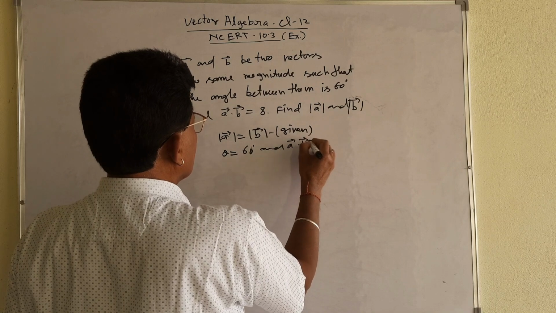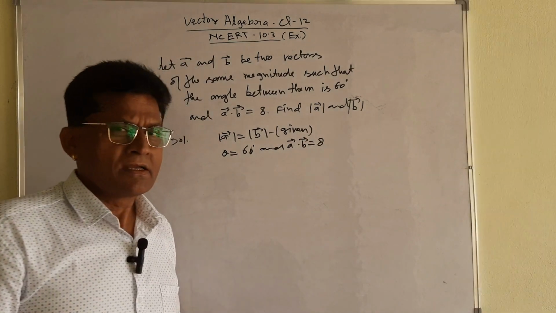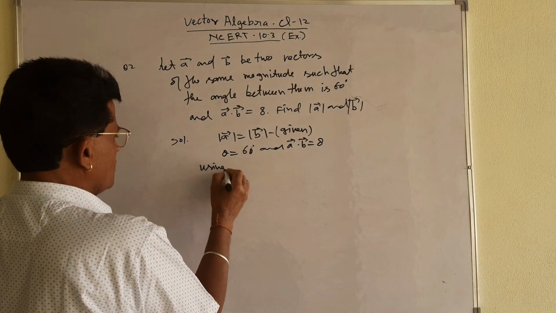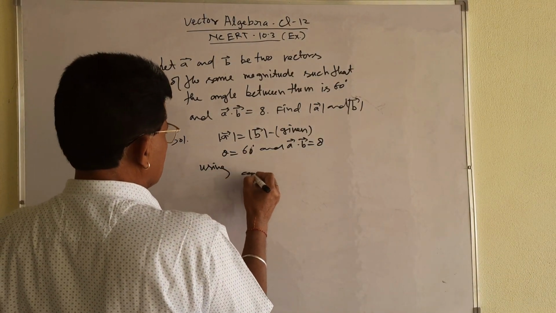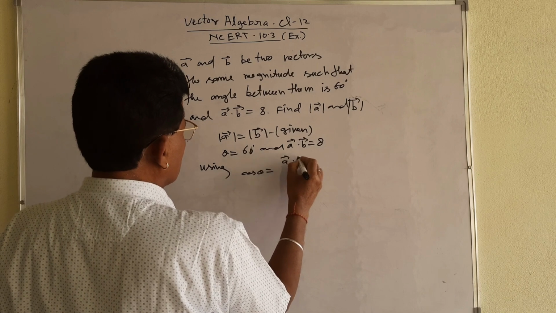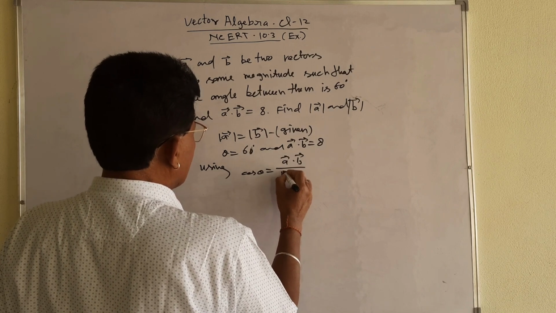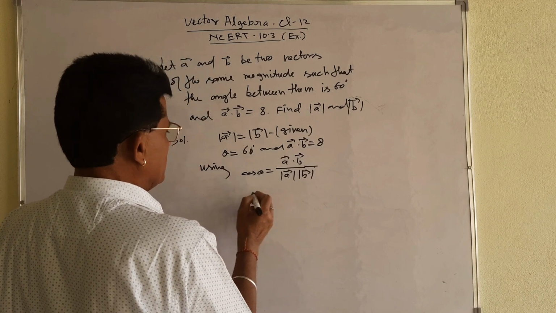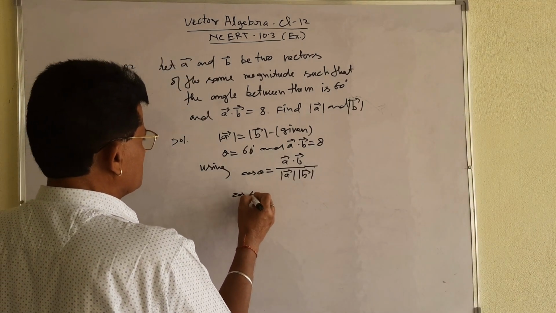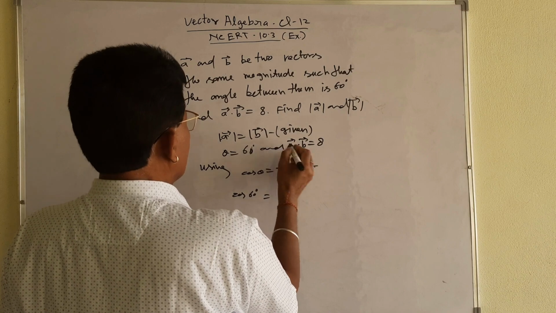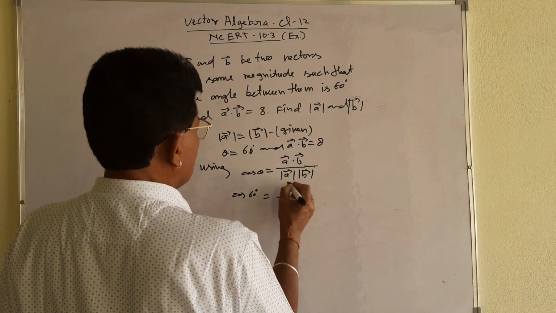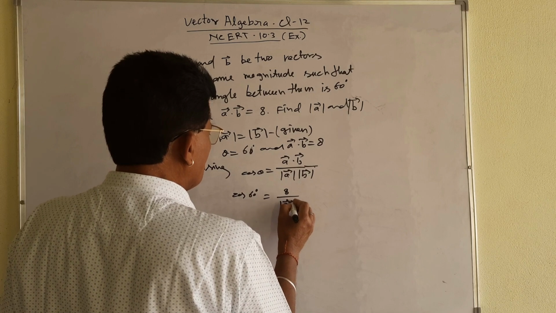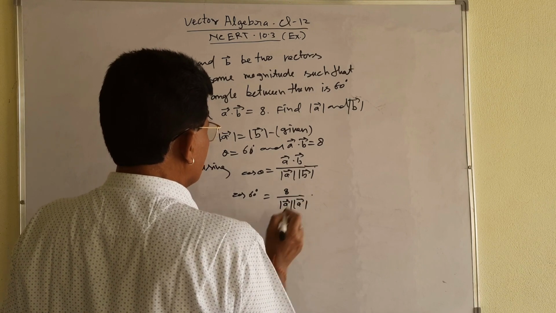And one more thing is given: the dot product of both the vectors is 8. What will you use? Using the definition of dot product, cos theta is the dot product of two vectors divided by their magnitudes. Most important thing I am discussing, my dear student: cos 60 degree is A dot B. Magnitude of A is equal to magnitude of B, so in place of magnitude of B, you will write magnitude of A, so that you will understand.